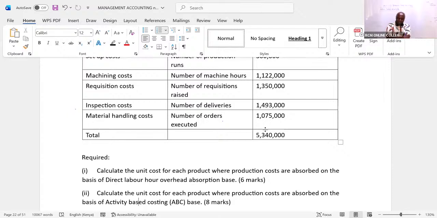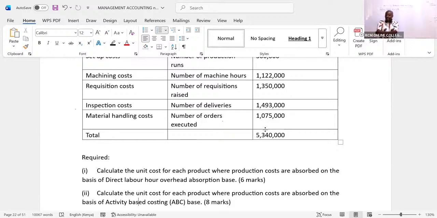Traditional method. Because the traditional method is the only one which makes use of what here? One factor. And the factor in this case is direct what here? Direct labor hour. So I suppose you guys can do this first part on your own, given the exposure that you have, you can very easily do number 1. But of course, I know you would want Mwalimu also to do it, isn't it? So let me do it.